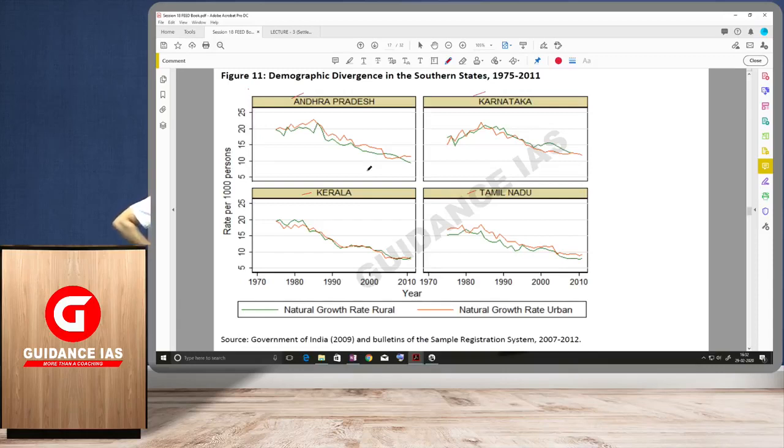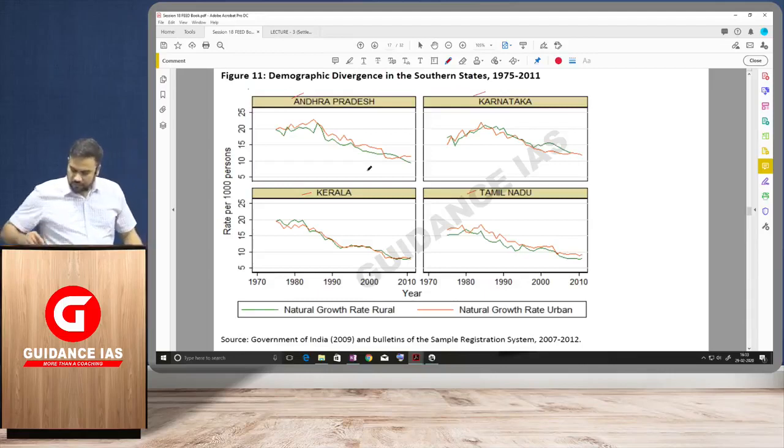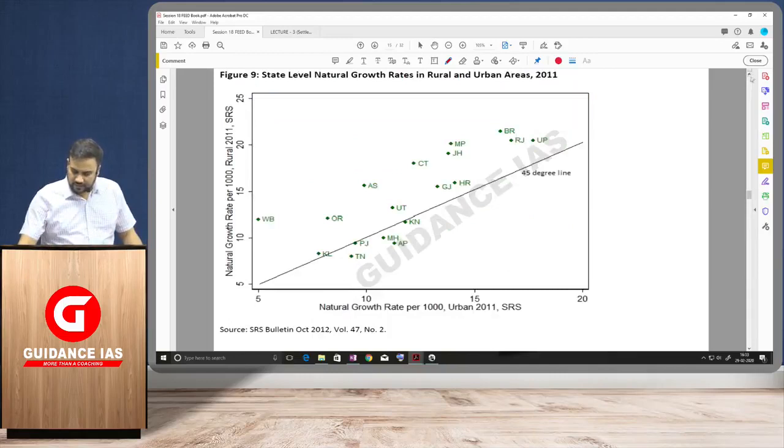ठीक है? So again we'll be finding that there the population growth rate would be slower. So again all these factors have led to what? The interstate variations in the macro urbanization process of India. ठीक है? ये हो गया? Now, so this is the interstate difference.